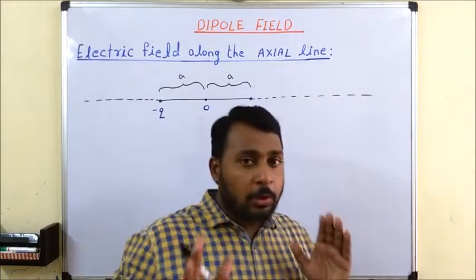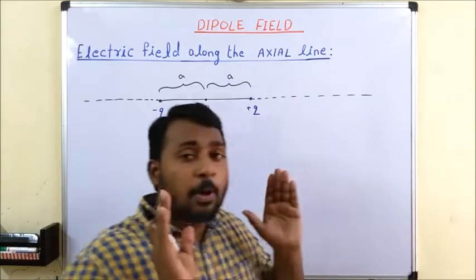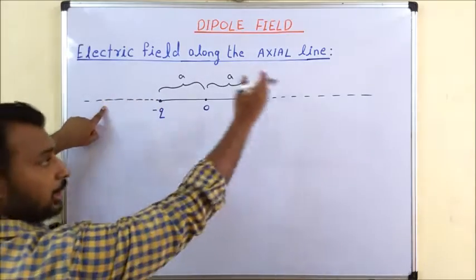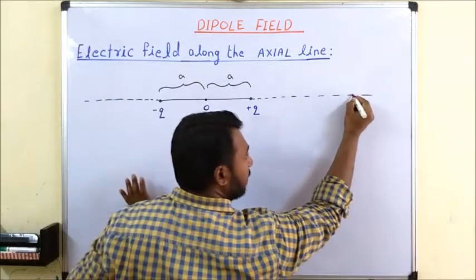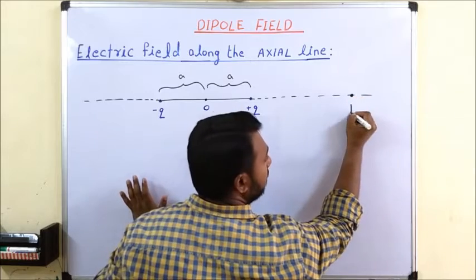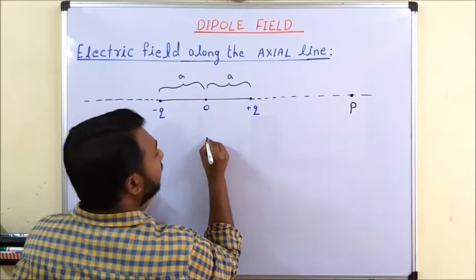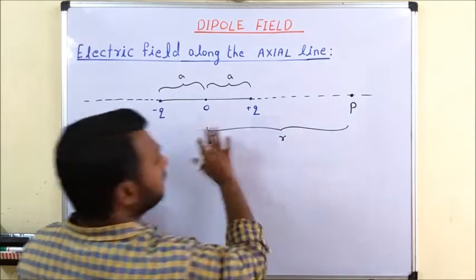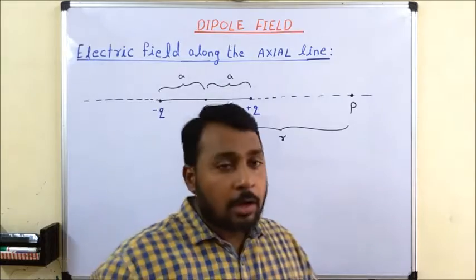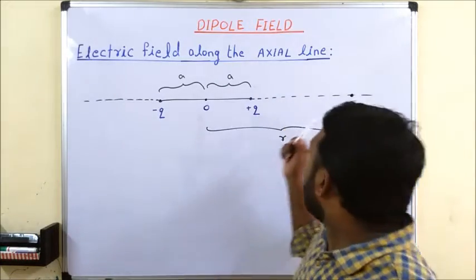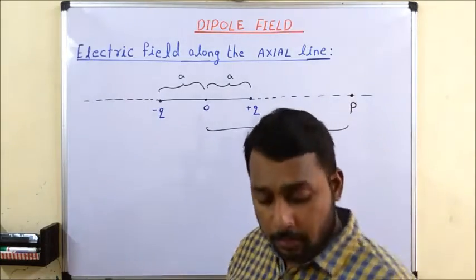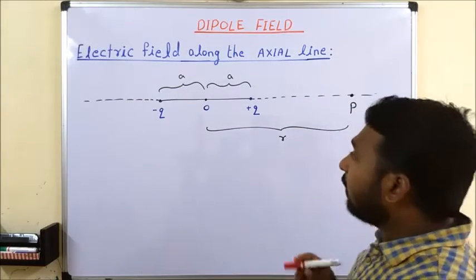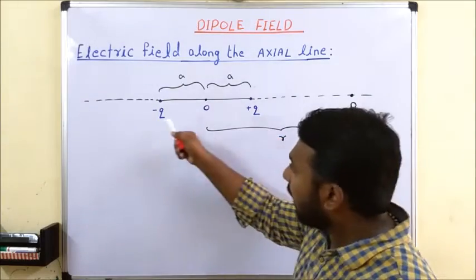Now we are going to calculate the electric field at a point P, which I'm going to place. I can place it either this side or on the other side, but anyway, let me consider here. This is point P. It is at a distance R from the center of the dipole. Now what is the net electric field at point P? It is clear that at point P there will be an electric field due to both plus Q and minus Q.